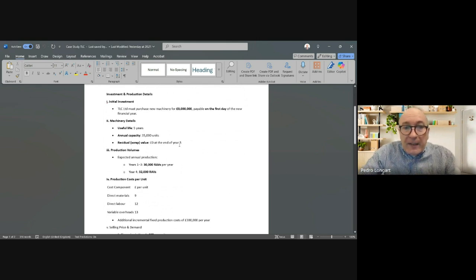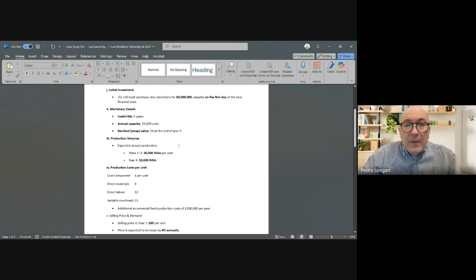So we expect the production to be 30,000 RAVs, which is the device that you're going to produce, from year 1 to year 3. Remember, you have to produce less than the capacity, okay? The installed capacity, which is 35,000 units. And in year 4, you consider that demand is going to increase, and then you're going to produce more. You're going to produce 32,000.